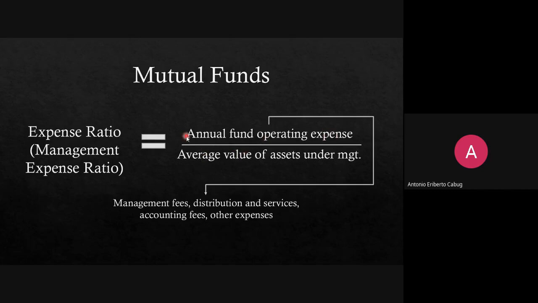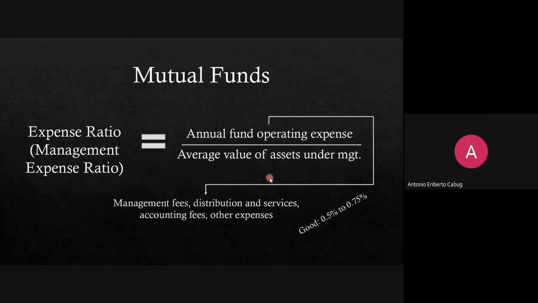Annual fund operating expense divided by the average value of assets under management. Annual fund operating expense includes management fees, distribution and services, accounting fees, other expenses. Ang hindi lang kasama dyan, yung commission. Kasi yung commissions, kinakaltas na yan, no? Yung mga transaction fees, kinakaltas na yan by the time you're going to put your money or you're going to remove your money. So, hindi kasama yung mga transaction fees.